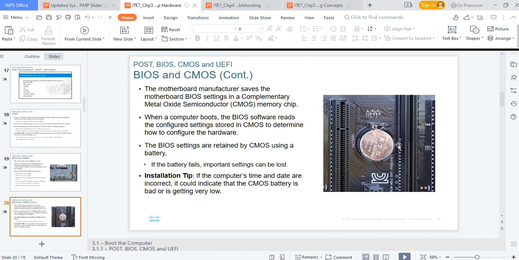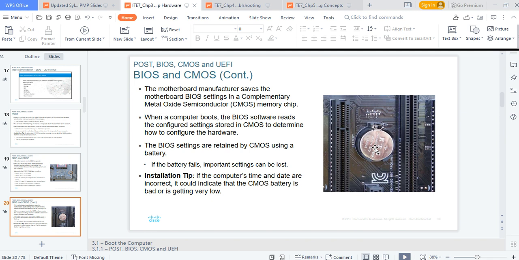So this is what the CMOS battery looks like. For instance, if your battery fails, most important settings are going to be lost. The configurations you have on your BIOS are going to be lost. Your date and time are going to be lost. If you see a system that does not save the date, it means the BIOS is bad. Rather, the CMOS battery is bad. CMOS is complementary metal oxide semiconductor, just like a battery. It's a small chip. It saves all of those settings.